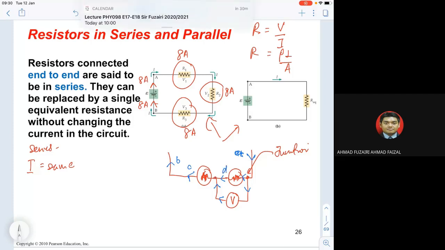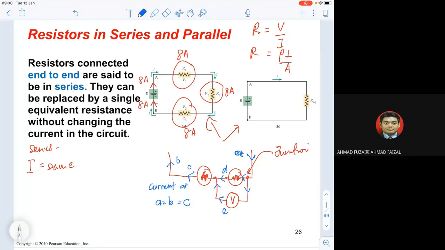But the current at point D and point E will not be the same as A, B, and C. The current at A will be the same value as B, and the current at C is also the same as A and B. The currents at A, B, and C are equivalent to each other, while for D and E, we need to calculate at a different part of the circuit. Okay, all right.